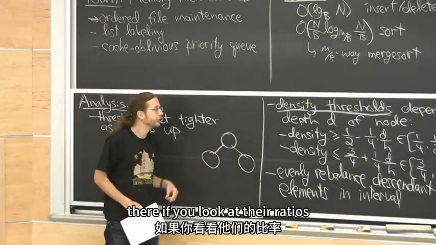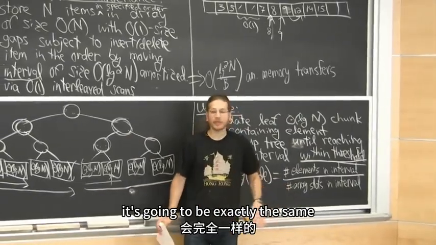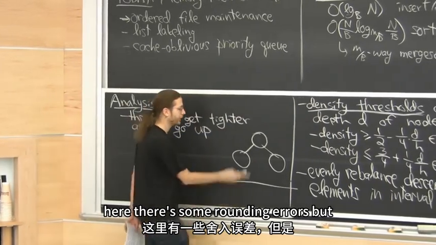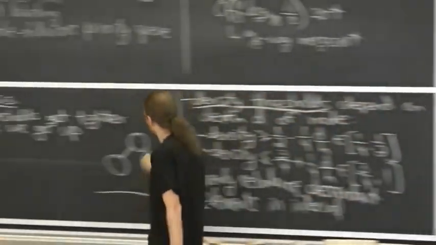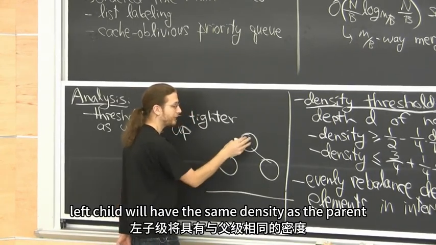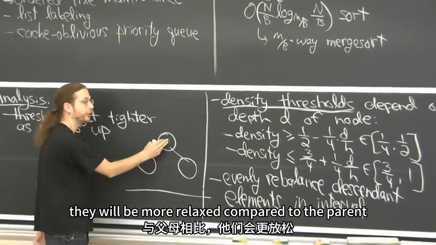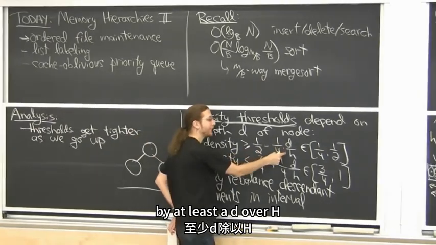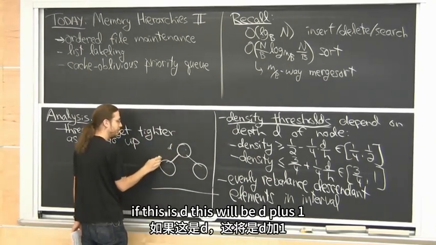If you look at their densities, the number of elements in there divided by the array slots, it's going to be exactly the same. The density is equal because we're uniformly distributing the items here. There are some rounding errors, and that's actually why we have these leaves of size theta log n, so the rounding doesn't bite us. If we're evenly redistributing, the left child will have the same density as the parent. But the density thresholds of the child will be more relaxed compared to the parent. So if the parent is within threshold, the child will be far within threshold by at least an additive 1 over h amount, because their depths differ by 1. If this is d, this will be d plus 1.